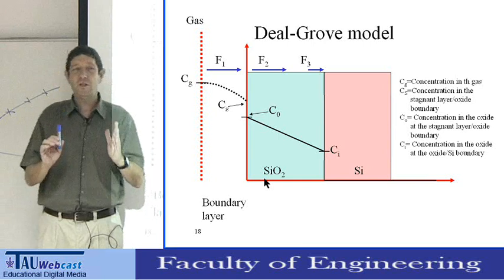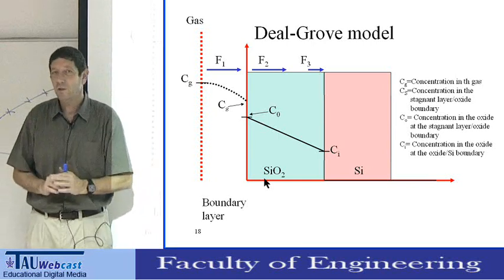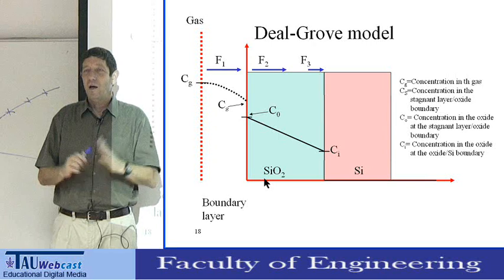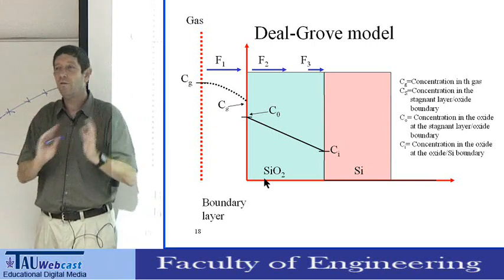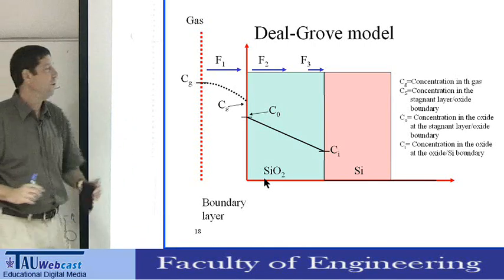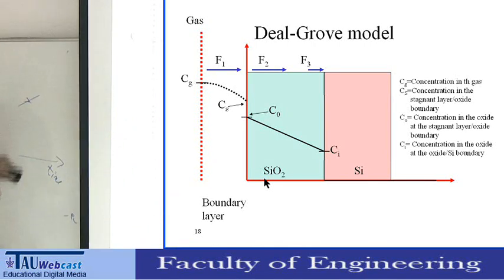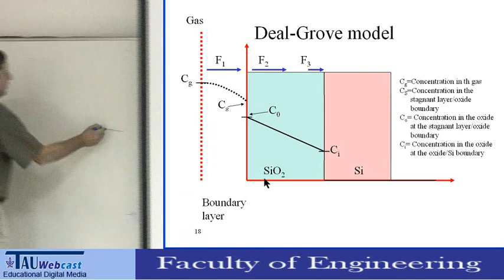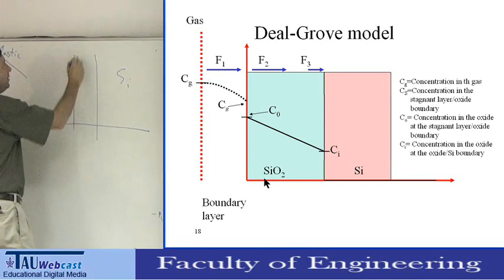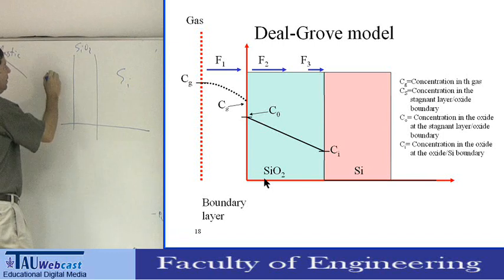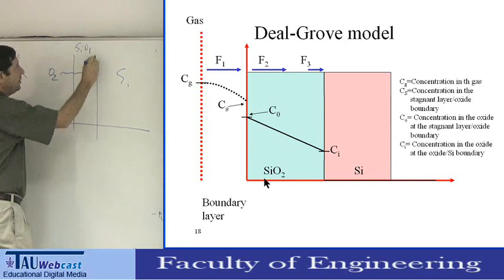If I would like to understand or model oxidation, I have to make some assumption about where the oxidation happens. And there are two families of possible oxidations. One possibility: this is the silicon, and let's say we already have a little bit of SiO2. The oxidizing species, let's say oxygen, diffuses through the oxide and the reaction is here.